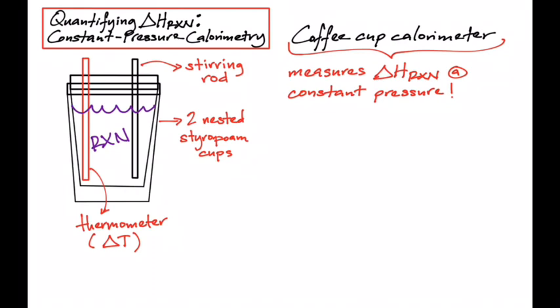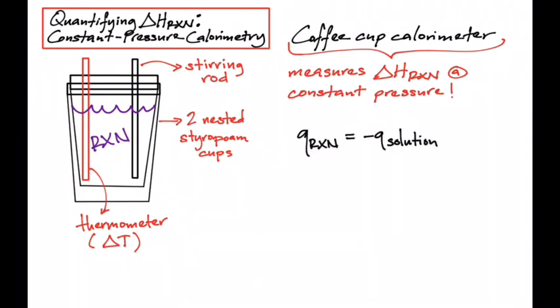So in the previous slides, you learned that the heat of reaction is basically equivalent to the heat generated by that chemical reaction at constant pressure, right? So delta H, enthalpy of reaction, is equivalent to Q at constant pressure. So how do we measure delta H of reaction? Well, if we can measure the amount of heat that's generated, that's your delta H, your enthalpy of reaction.